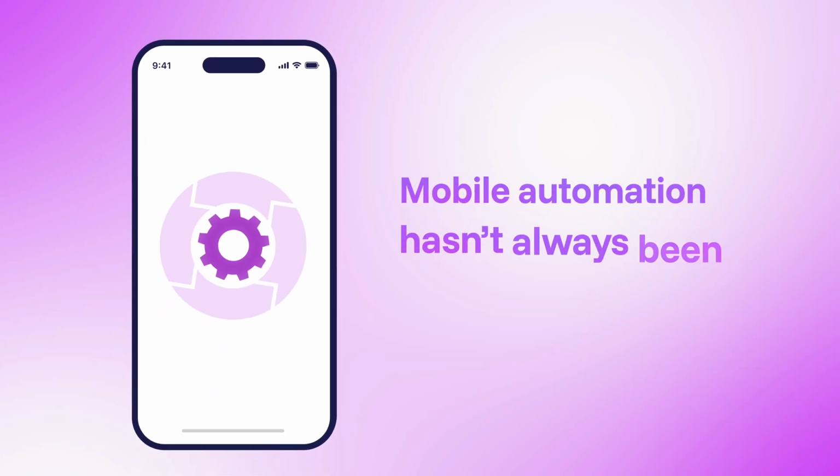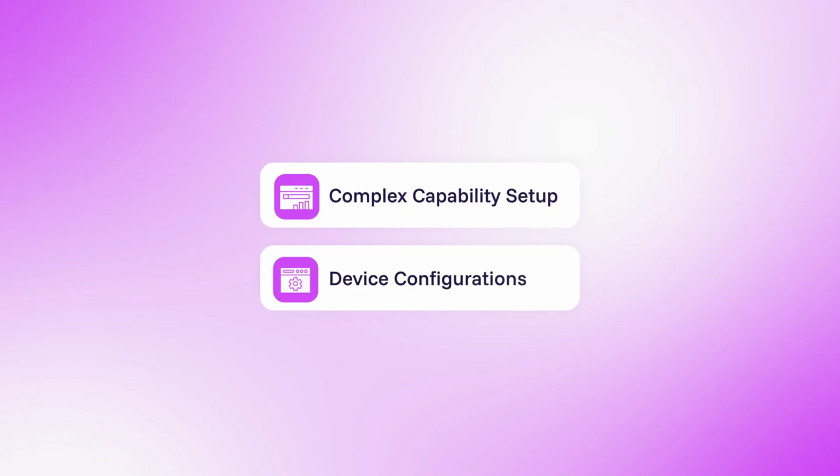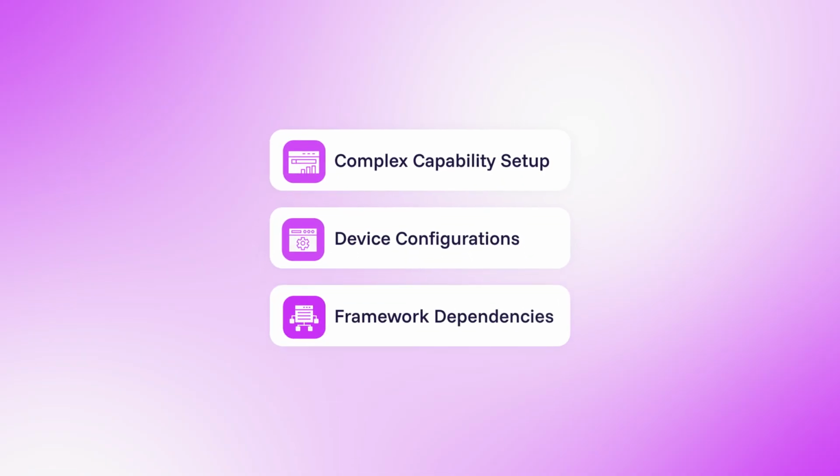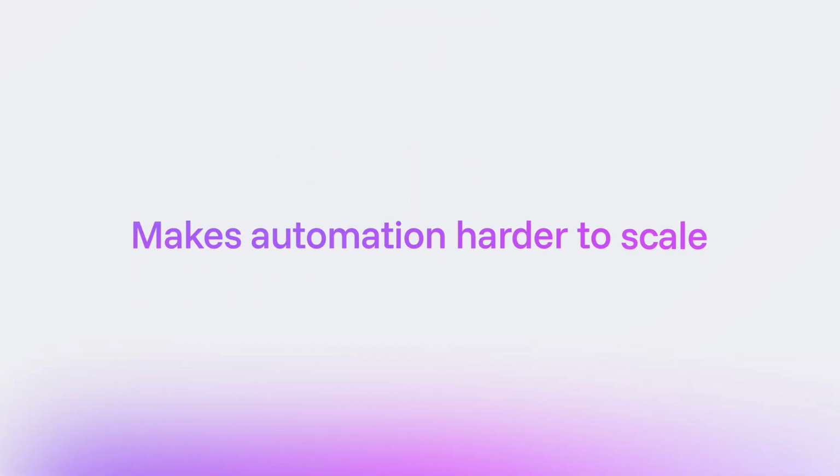Mobile automation hasn't always been simple. Teams often struggle with complex capability setup, device configurations, framework dependencies, and constant script maintenance. All of this slows down test creation and makes automation harder to scale. And that's exactly the problem we set out to solve.